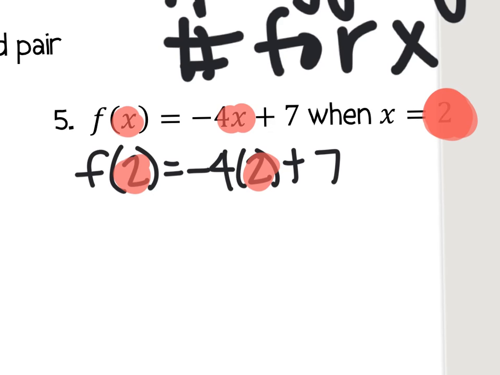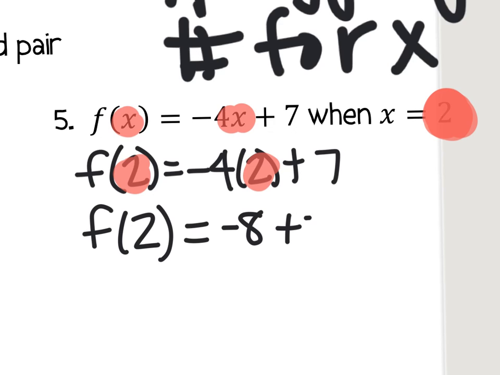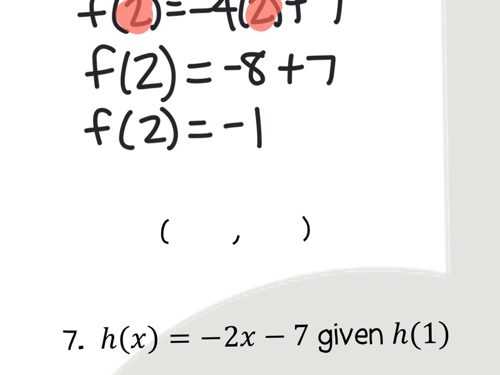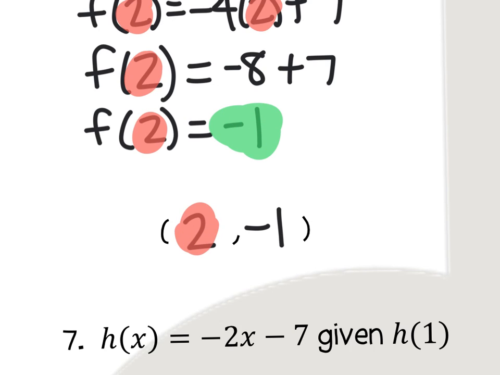So now we just get to do a little bit of math. So we get f of 2 equals negative 4 times 2 is negative 8 plus 7. And negative 8 plus 7 is negative 1. So that tells us that f of 2 equals negative 1. That also tells us that our x value is 2 and our y value is negative 1. Again, remember what's in the parentheses is our x value. That's where that 2 came from. And what f of 2 equals is our y value.